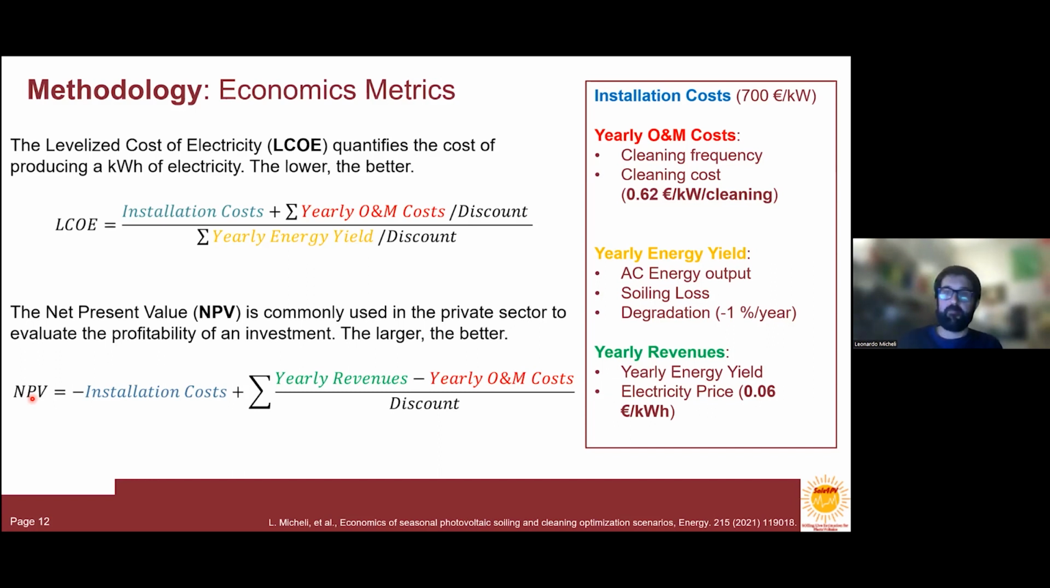and the investment is not profitable. Otherwise, if the NPV is greater than 0, we are making a profit out of the investment, and the greater the NPV, the greater the return of the investment.